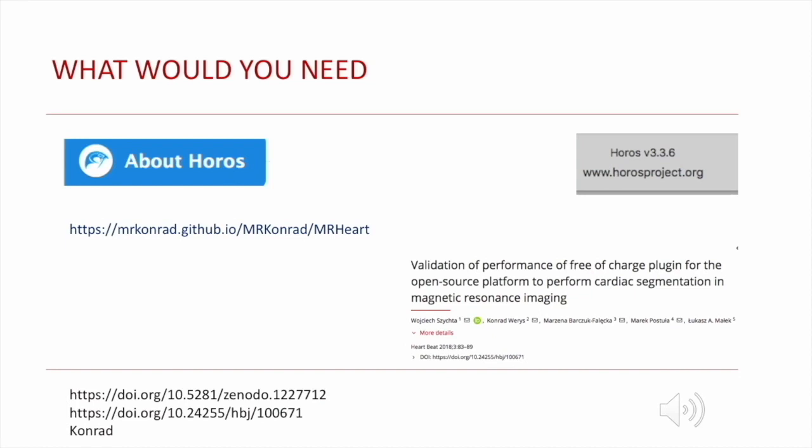Next thing that you would need to do is to download an open source plugin called MR Heart. The details of installing will be available when you go to this link. Once you have gone to this link, you can download it. You'll need to unzip it, open with Horos, and then restart. So then you will be able to use it.